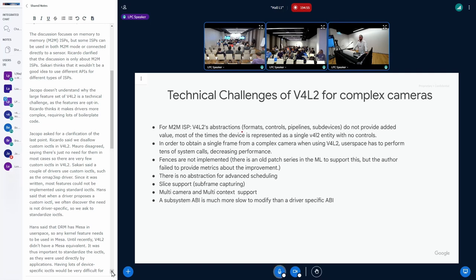Then this command is sent to the kernel space, which sets the hardware. So this is what the hardware architecture looks like for the complex camera. There's nothing inside the kernel drivers that needs to compute those parameters. So in that case, DRM is a better fit, per this gentleman's comments, right?